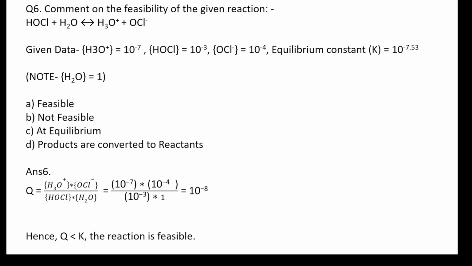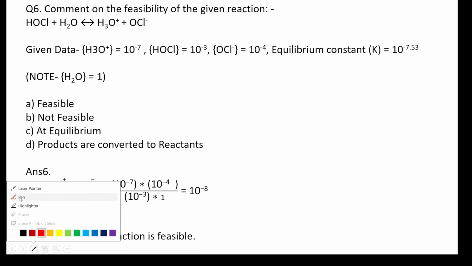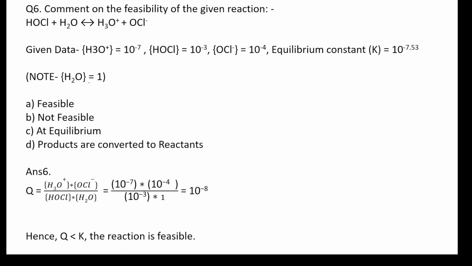Okay, we'll see the solution now. So we need to calculate the reaction quotient as I told you. That will be multiplication of activities of product divided by multiplication of activities of reactant. So simple, H3O plus multiplied by OCl minus divided by HOCl into H2O. For H2O it will be 1. H3O plus is 10 raised to minus 7, 10 raised to minus 4 multiplied, divided by 10 raised to power minus 3, and we got 10 raised to power minus 8.